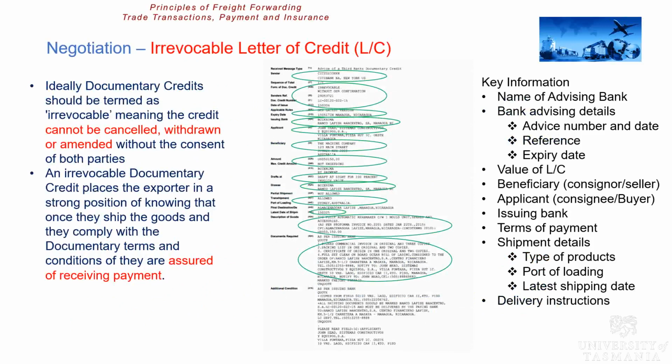That is an example of an irrevocable letter of credit, and it highlights all the key elements in that particular document. One of the additional benefits of an irrevocable letter of credit is that it can't be cancelled by either party without both people's consent.